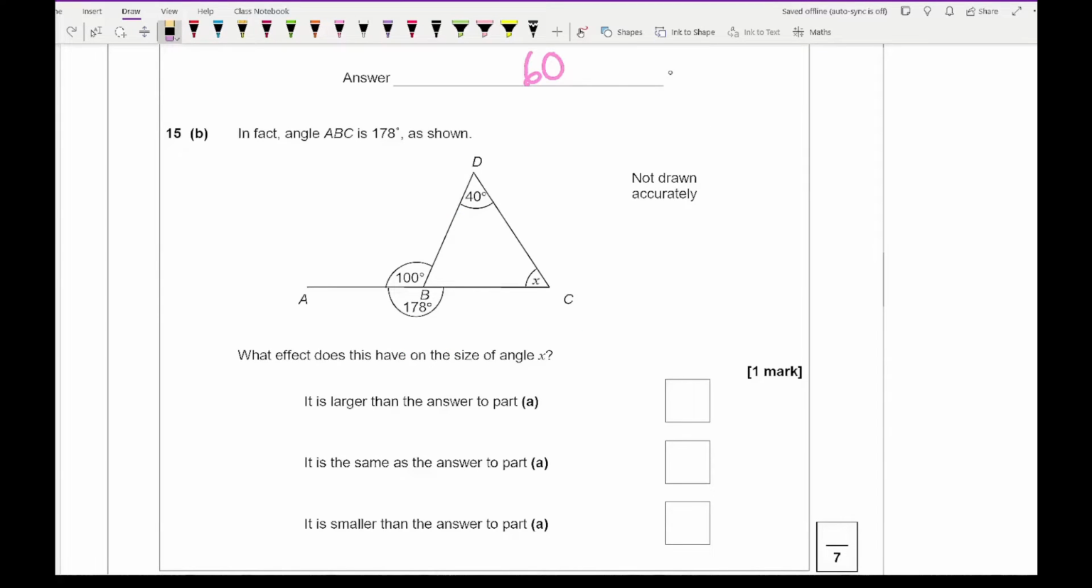Then looking at 15b, it says that in fact angle ABC is 178 degrees as shown. What effect does this have on the size of angle X? So for this, if we work out what this missing angle here is going to be, which is 82 degrees, we can then work out what angle X is going to be. So X is going to be 180 minus 82 minus 40, and we get X equals 58. So as you can see, that answer is smaller than what we found in part A. So the one you want to tick is the bottom option.